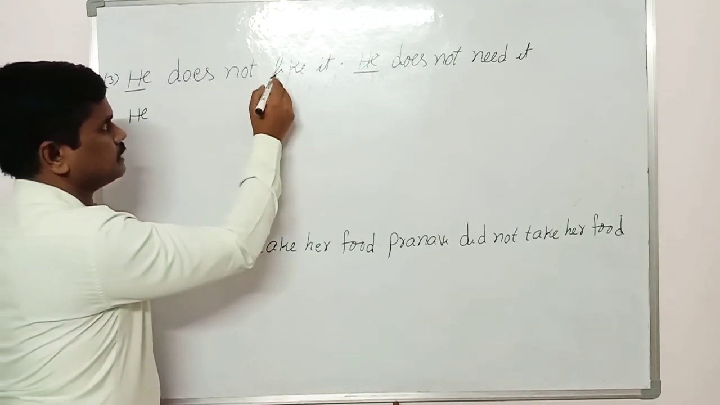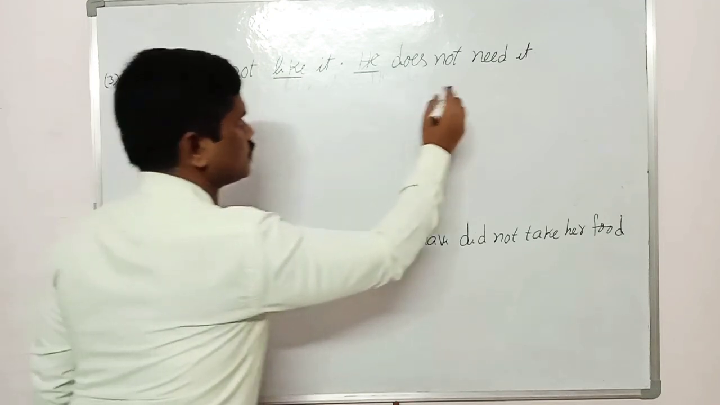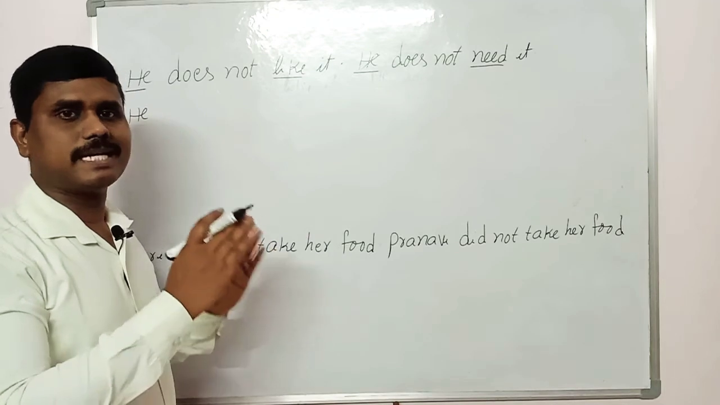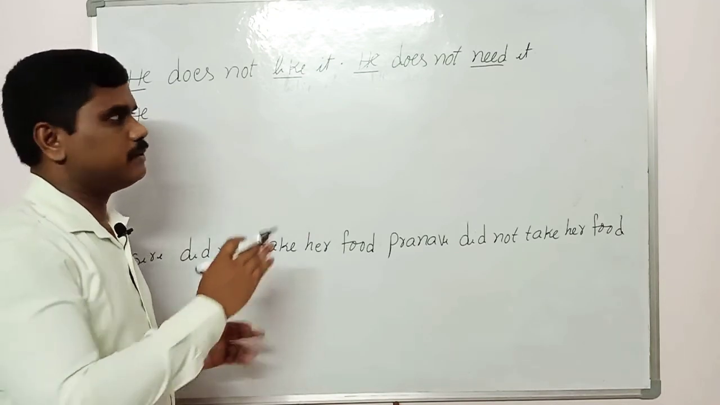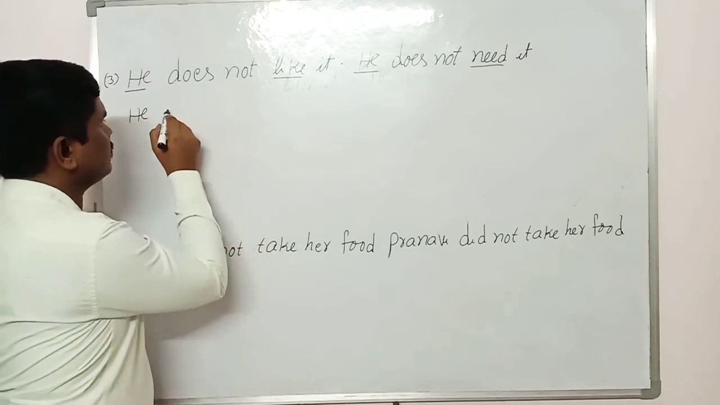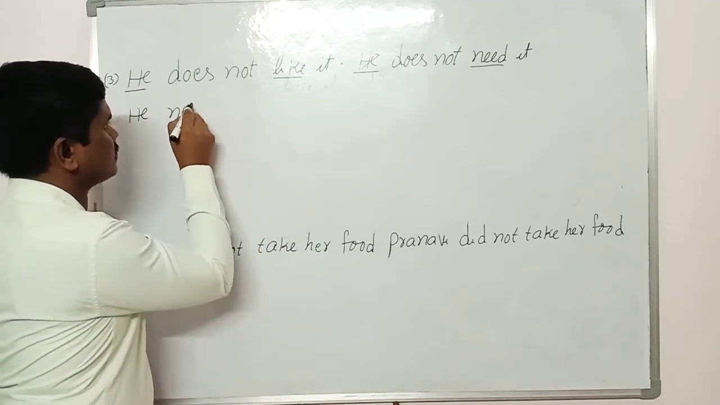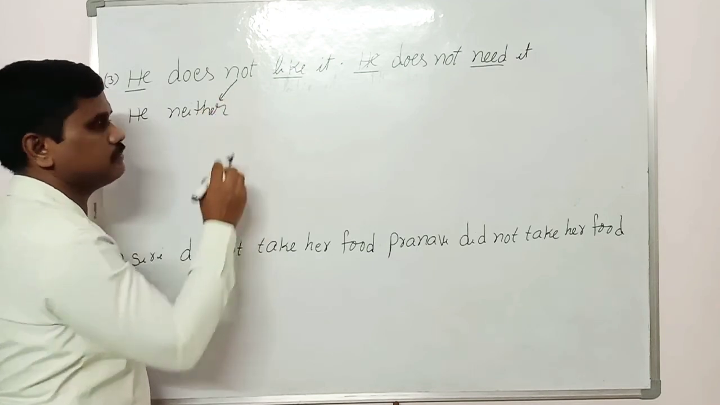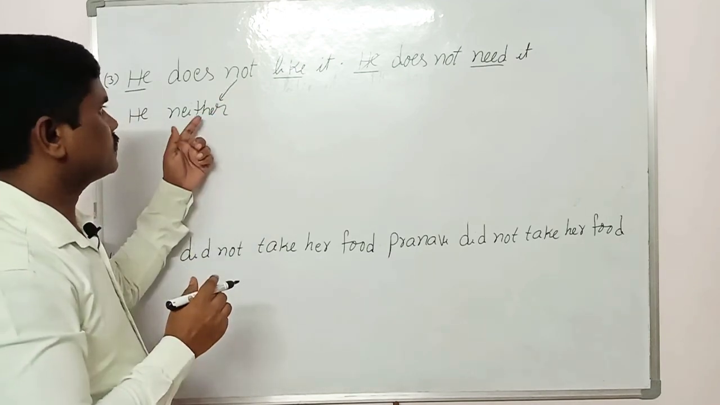Does not like, this is the verb. Does not need, this is the verb. The two verbs are different. When the two verbs are different, we begin with neither first. That means we write neither first. This negative word not changes to neither.